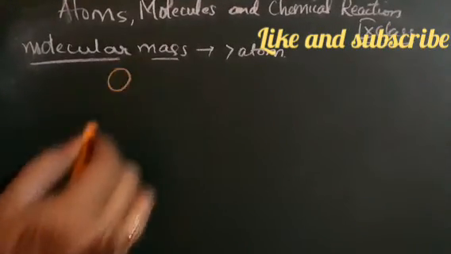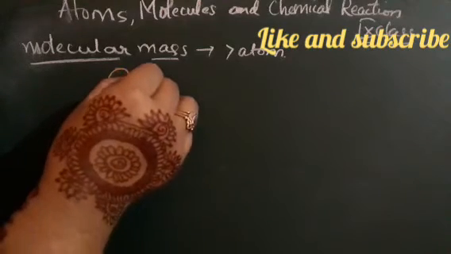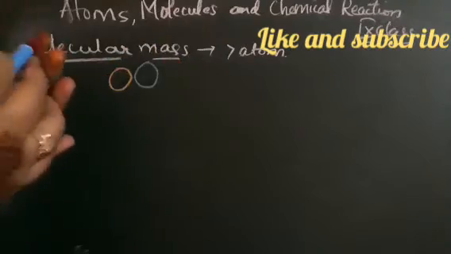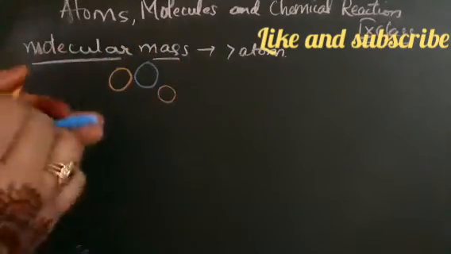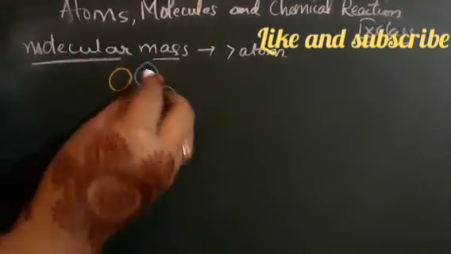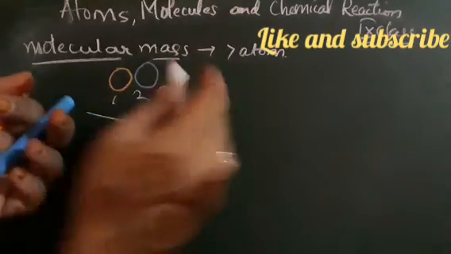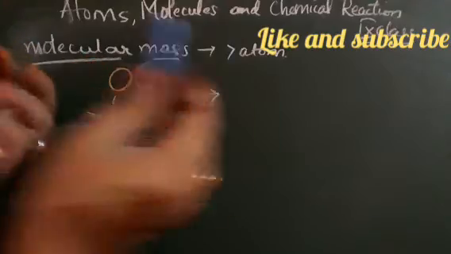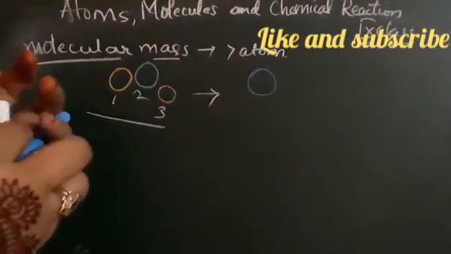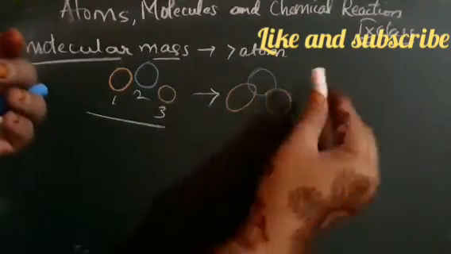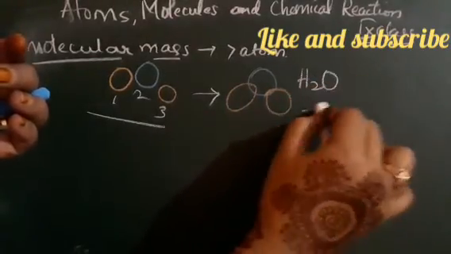Example, this is your hydrogen and this is your oxygen and this is your one more hydrogen. So these are three different atoms. Now these three different atoms are combining with each other and they are forming a water molecule.